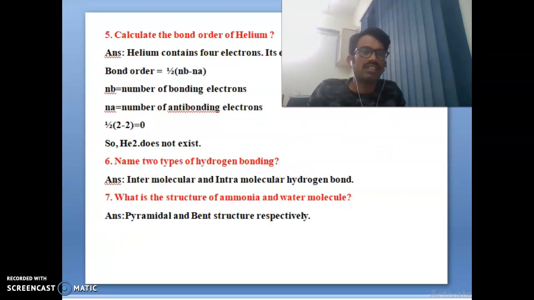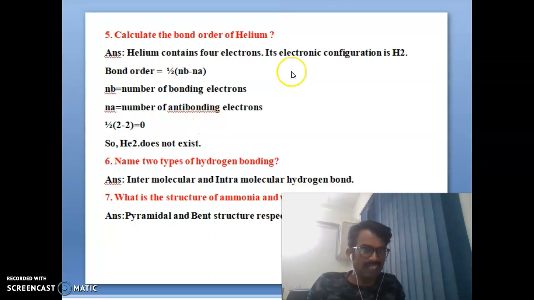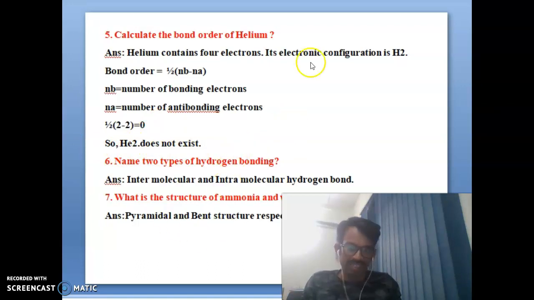Next, you can see, calculate the bond order of helium. Helium contains 4 electrons. The electronic configuration of He2, the bond order is 1/2 (Nb minus Na). Nb is the number of bonding electrons. Na is the number of anti-bonding electrons. 1/2 (2 minus 2) is equal to 0. So helium does not exist as a diatomic molecule.